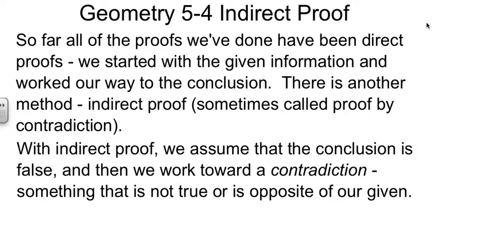There's another method, though, called the indirect proof. And this idea, sometimes they call it proof by contradiction, because what you do is you assume that what you're trying to prove is false. And then you show that it can't be false. You work to something that is a contradiction, something that you know isn't true. And then since you know your conclusion cannot be false, then it has to be true. Okay, it's a whole different ballgame.